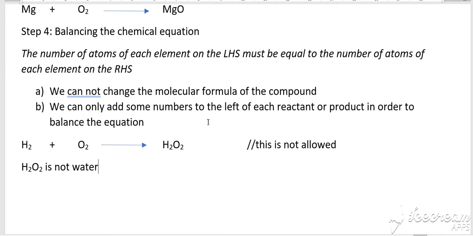So what is to be done? We have to add some numbers to the left of each reactant or product wherever necessary. Each means not every, but wherever necessary we have to add numbers to the left of the reactants and products in order to balance the equation. So what do we do for that? Sorry, so we just copy this and paste over here. This arrow comes down.